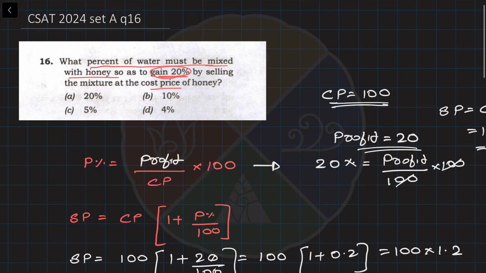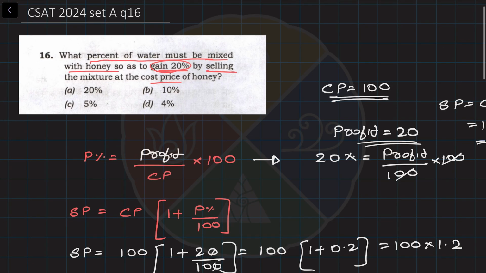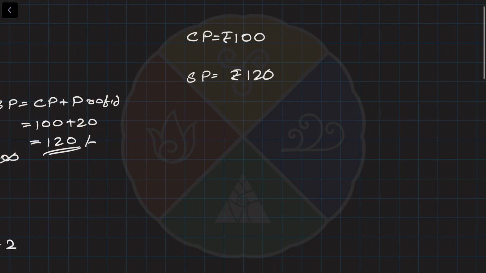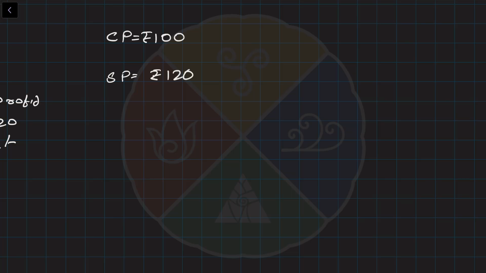Now, the question also says that by selling the mixture at cost price, that means the person is selling the mixture at cost price. Whatever price he bought at, he's selling at the same price and still he is getting a profit. That basically means that he's doing some jugaad, some adulteration. To move further, we have to assume that the actual cost price, per liter, is 1 rupee per liter. For every 1 liter, the price is 1 rupee.